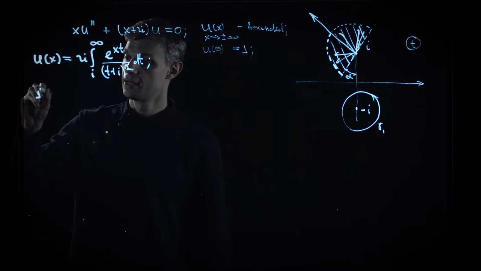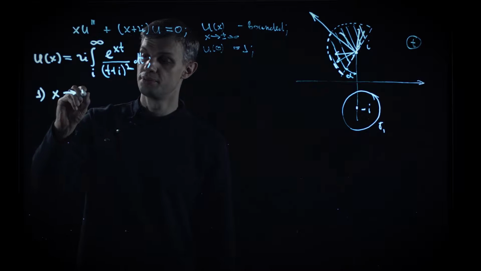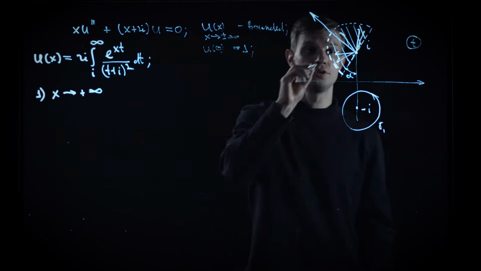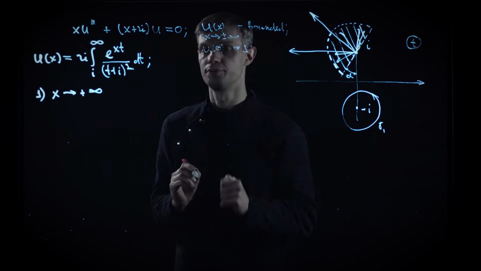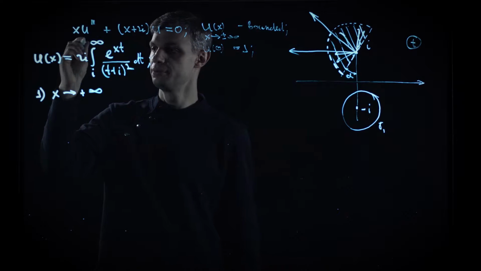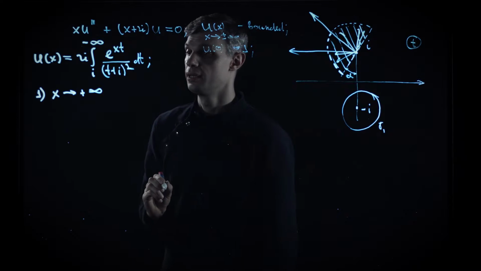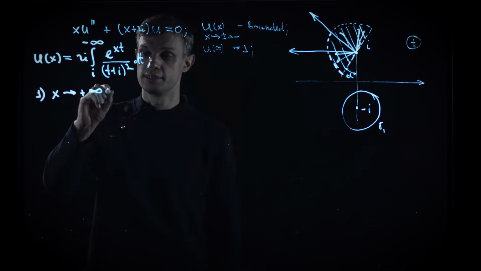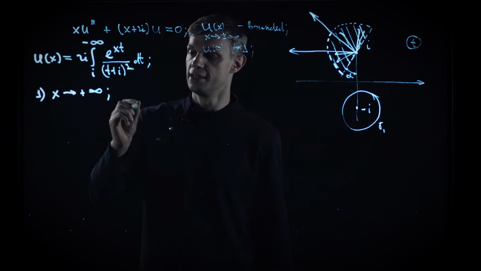First, let's compute the asymptotics at x tending to plus infinity. In this case, the contour is simply the line from i to minus infinity. So here we put minus infinity. And let's compute the asymptotics. Well, we use a standard technique, or a variant of Watson's lemma.